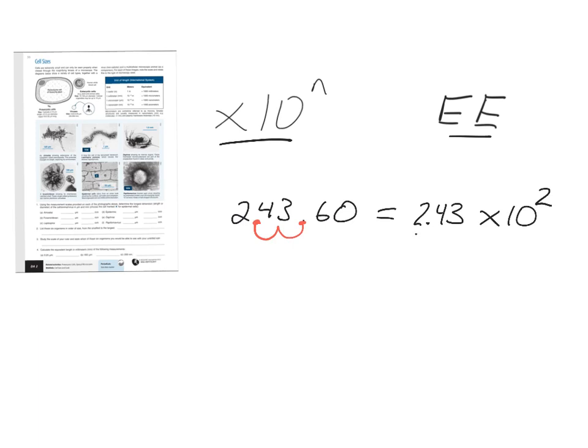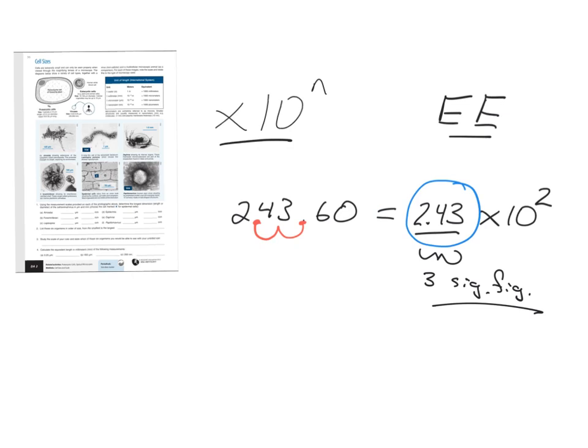Now, why did I put 2.43 instead of 2.4360? Because I determined, and how we determine it depends on a certain set of rules, that there are three significant digits, three significant figures to this measurement. So 2.43, I only use the significant digits. I don't worry about the things that are not significant.